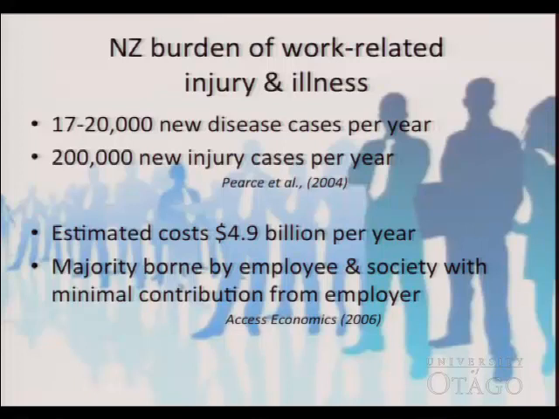In terms of new disease, it's estimated at about 17 to 20,000 new cases of disease every year, and about 200,000 new injury claims are lodged with ACC every year. The estimated costs, when we build in the broader societal costs, is about 4.9 billion per year, and there are some varying estimates on this, but this is a particularly robust analysis done in 2006. The majority of these costs are borne by the employee and by society, with very minimal contribution coming from the employer themselves, even though the employer and the work processes undertaken actually cause the disease.